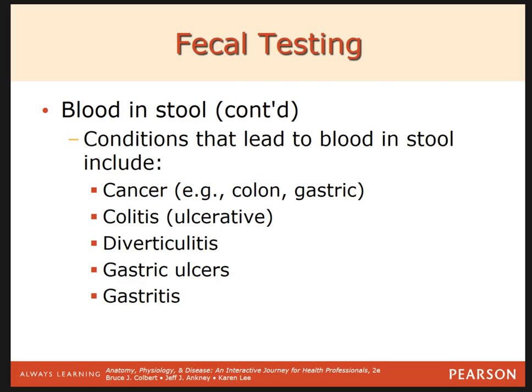or gastric cancer, colitis, specifically ulcerative colitis. It's sores or ulcers in the colon, so they become irritated, inflamed, they could bleed. Diverticulitis or diverticulosis, which are pockets where things can get trapped, like seeds or something like that. Again, they can get inflamed and they can get aggravated and they could bleed. Ulcers could bleed, and gastritis could cause bleeding as well.